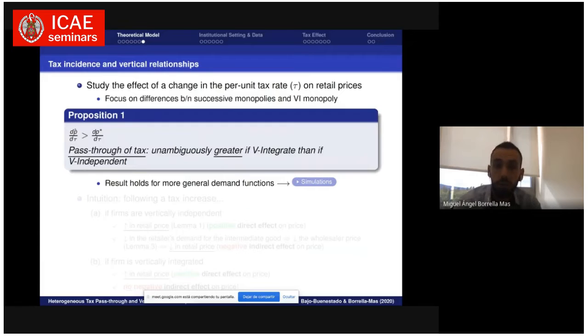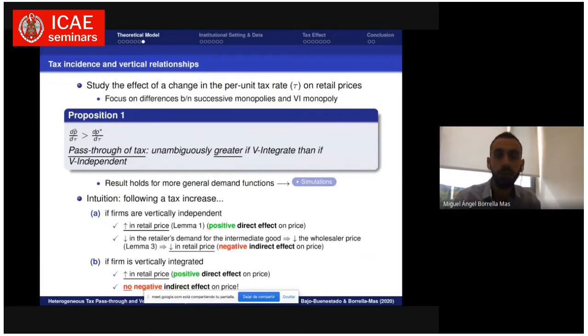We are going to focus on the difference between the successive monopolies and the vertically integrated monopoly. And the main theoretical result of our paper, which is described in Proposition 1, is that the pass-through of an increase in the tax rate onto the consumer prices is unambiguously greater if the wholesaler and the retailer are vertically integrated compared to the case in which they are independent entities. This result holds for more general demand functions, and we have some simulation in another appendix, but let me focus on the intuition behind.